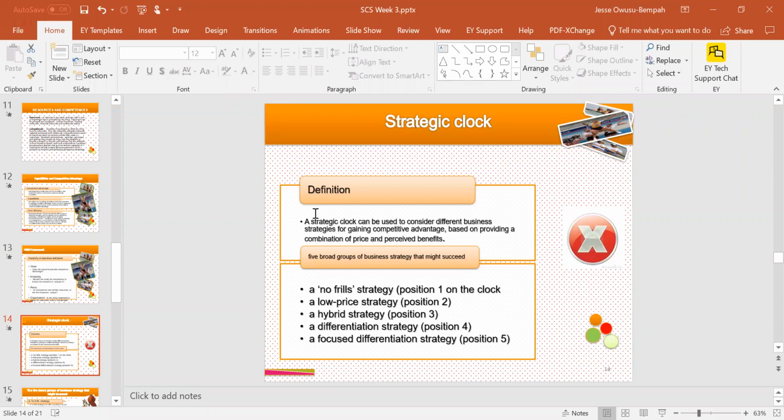Okay. Then let's talk about the strategic clock.